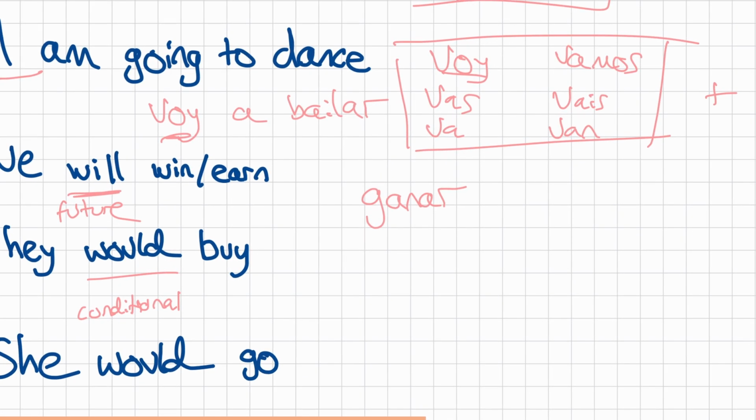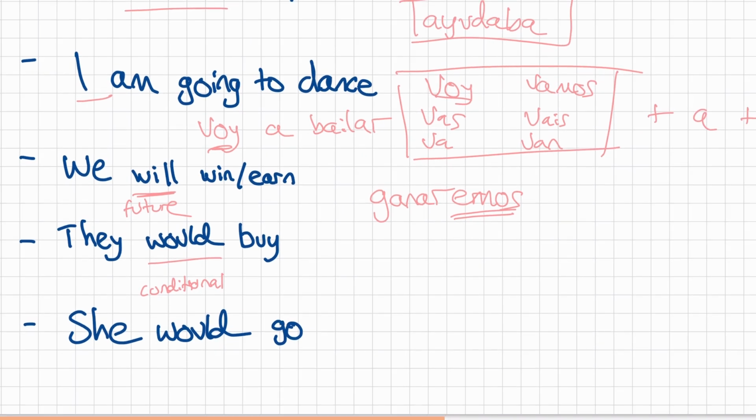So, we will earn, ganaremos. Ganaremos, the ending is emos, yeah? So for future, it's é, ás, á, emos, éis, án. So for example, ganaré, ganarás, ganará, ganaremos, ganaréis, ganarán. Okay, so in this case, ganaremos. We will win or earn is both the same.